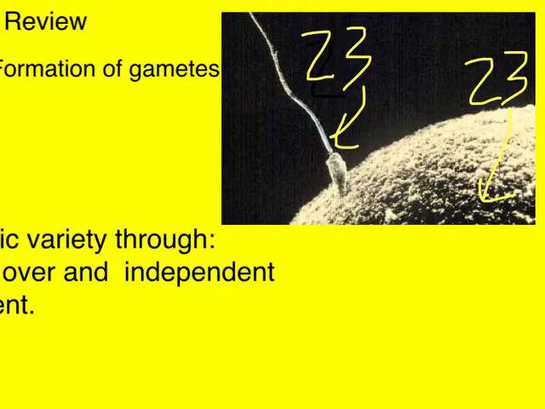And that in a nutshell is all you need to know about meiosis. Well, not all you need to know. We're going to talk more about crossing over and independent assortment a little bit later on.